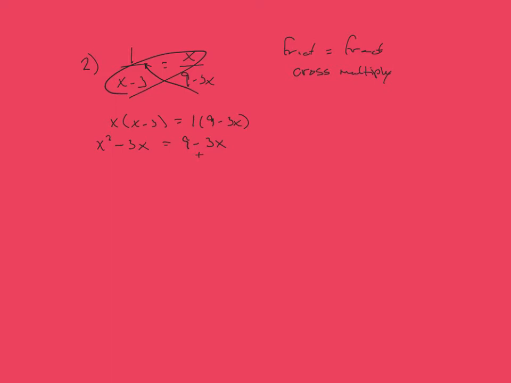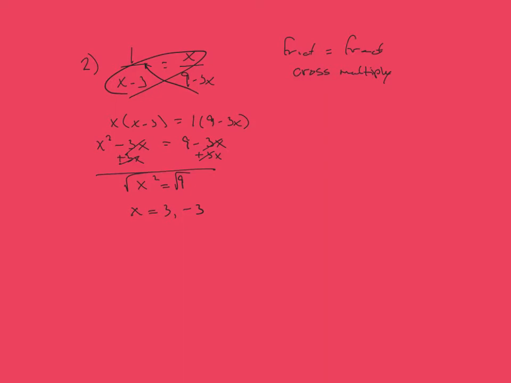Then all you have to do is try to combine the letters and numbers and everything that you can. So I'm going to add 3x to both sides. When you do that, that's actually gone. So we get x squared equals 9. When you take the square root, you get two answers, 3 and negative 3. And I wrote it out separately, not plus or minus, because I want to consider each answer.